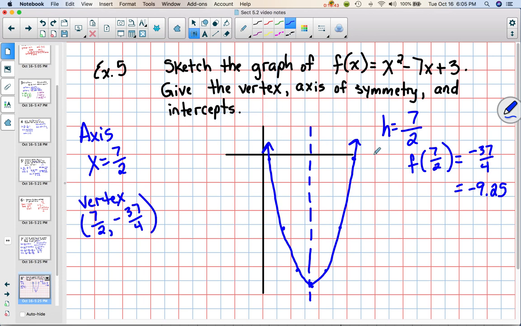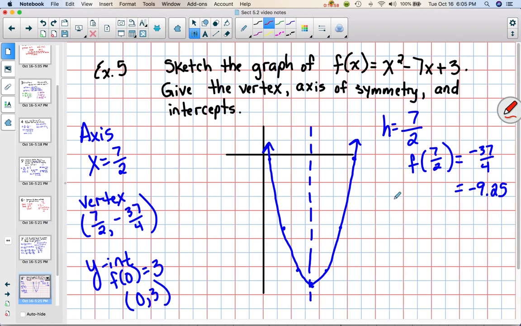And now we have to get the intercepts. The y-intercept is easy. We plug in a 0, f of 0, and we get 3. Okay, so the point (0, 3) is the y-intercept. The x-intercepts are a little harder. We let f of x equal 0, so we are solving this.